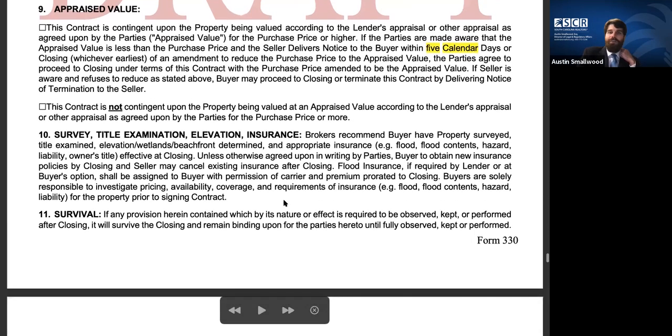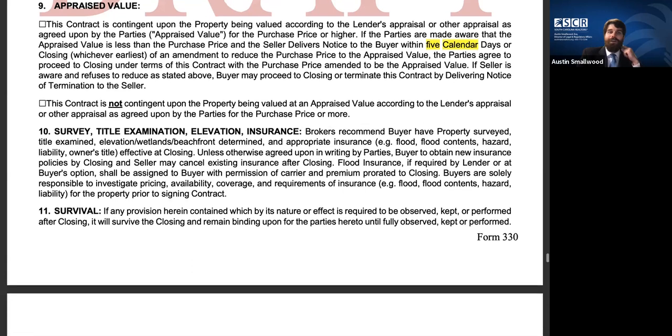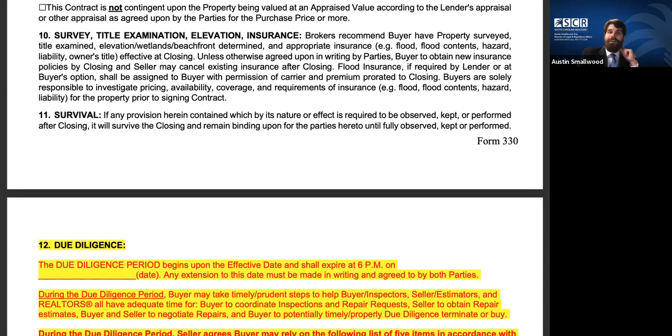10 and 11 remained unchanged. This is simply reminding parties that they need to have the appropriate individual survey, title inspections, wetlands, etc. And anything that is meant to survive this transaction after closing will say so and will be binding on the parties.